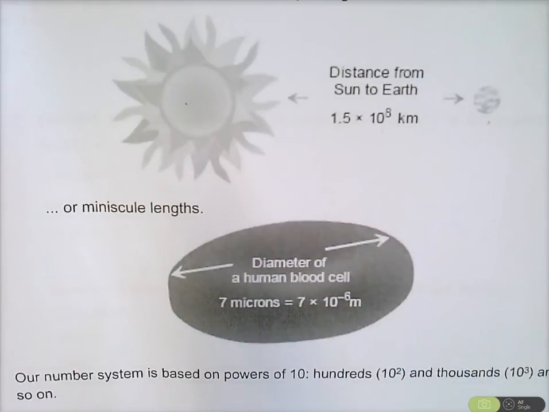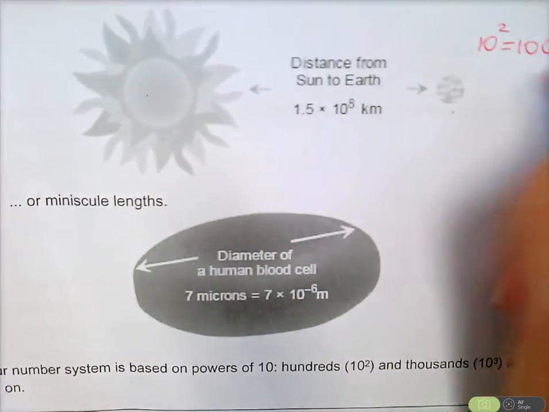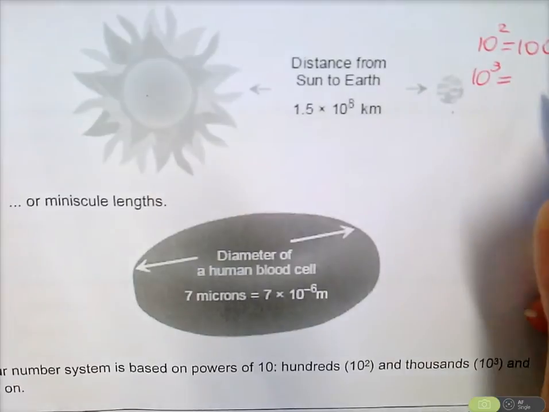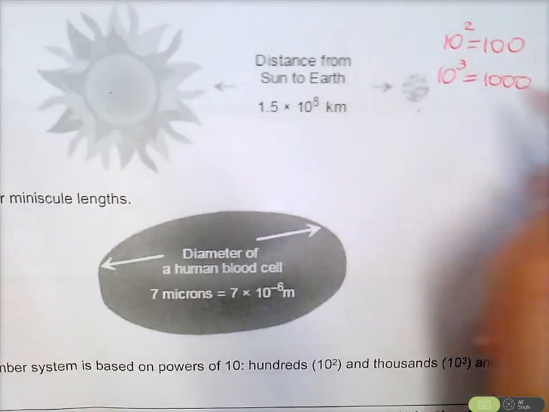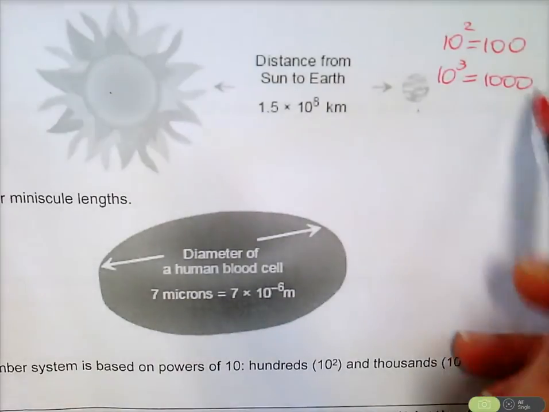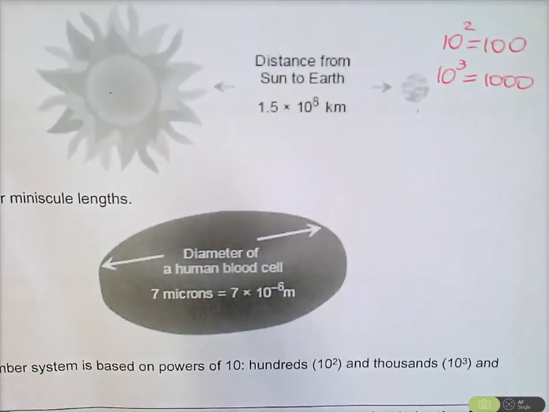What's 10 to the power of 8? It's 10 times 10 times 10 times 10. How many zeros? What's 10 squared? Tell me what 10 squared is. 100. All right, good. 10 squared is 100. What's 10 cubed? 1,000. All right. So how many zeros does 10 squared have? And 10 cubed? So 10 to the 8 will have how many zeros?